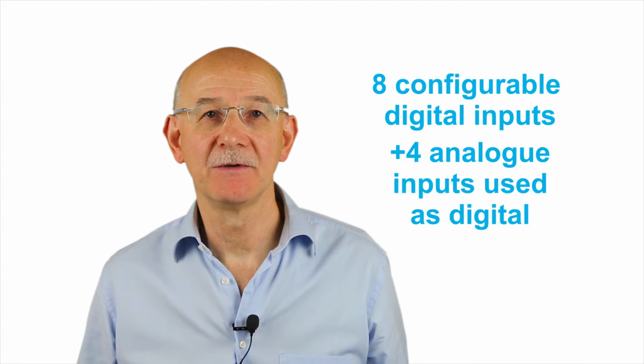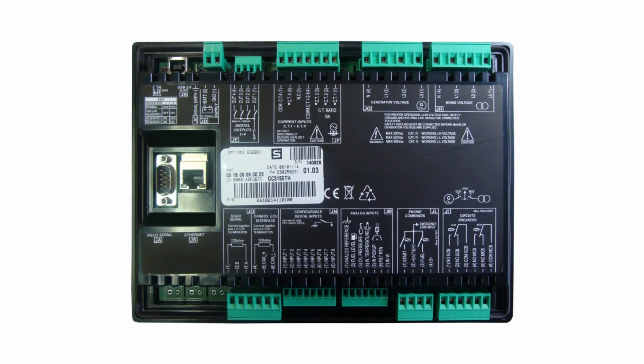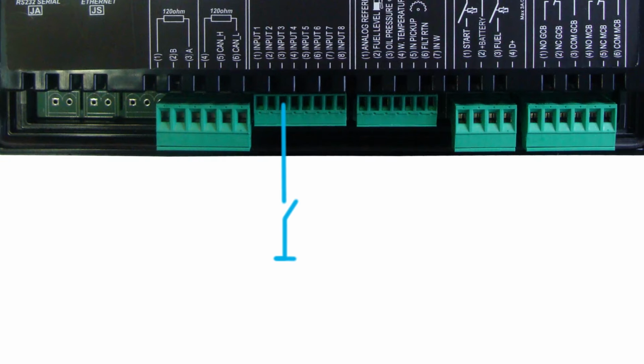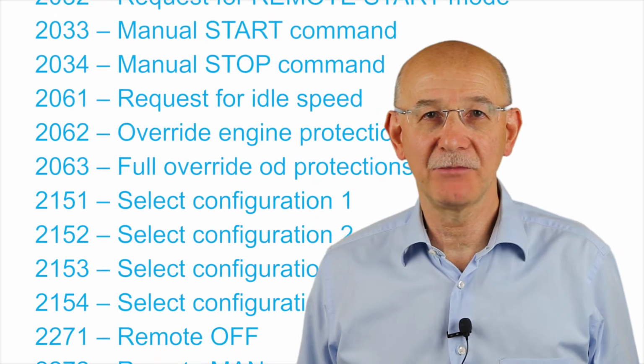GC315 has 8 configurable digital inputs. It is possible to add up to 4 more inputs, using analog inputs if not used for analog measurement. The 8 inputs are accessible by the A terminal of connector JN. By default, in order to activate an input, the input should be connected to ground, while it remains deactivated if disconnected. The 8 inputs have predefined functions. This can be easily checked by both part1 or through the controller display.